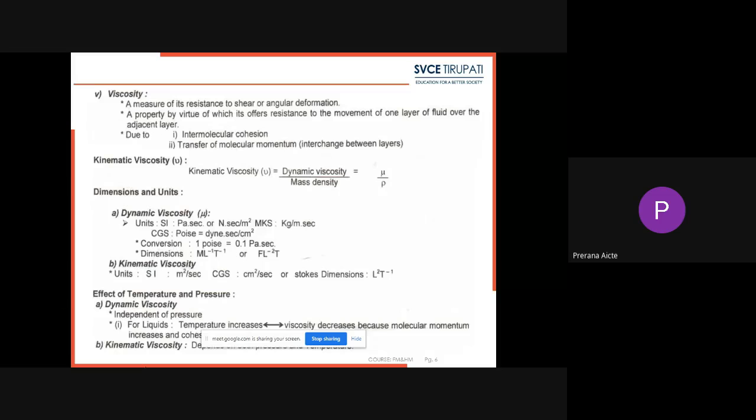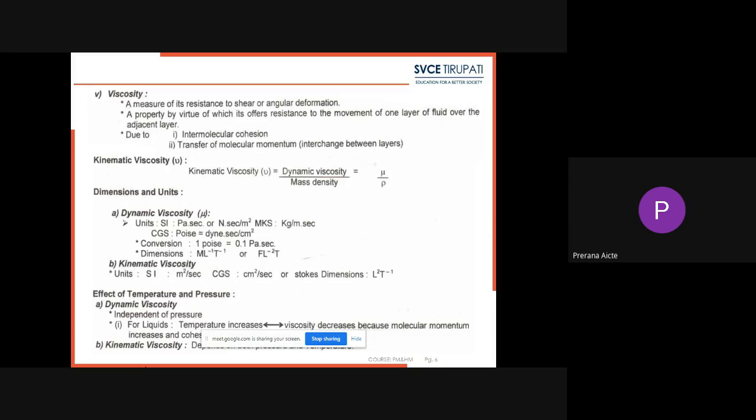Next parameter, next property of the fluid is viscosity. So viscosity is the main property of the fluid and it is a measure of its resistance to shear or angular deformation. It is nothing but a resistance to shear force or the angular deformation. It is a property by virtue of which it offers resistance to the movement of one layer of the fluid over the other adjacent layer.